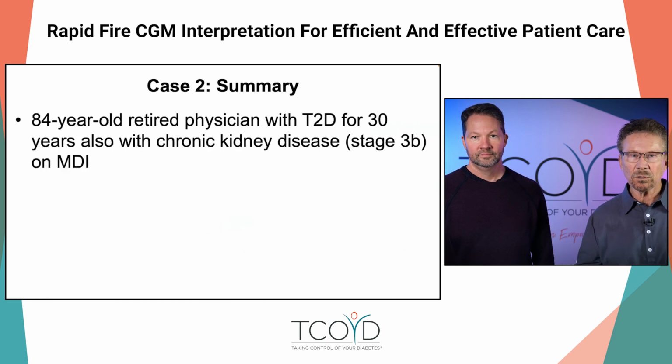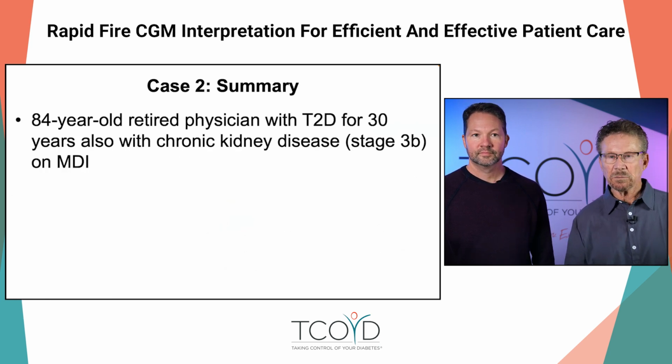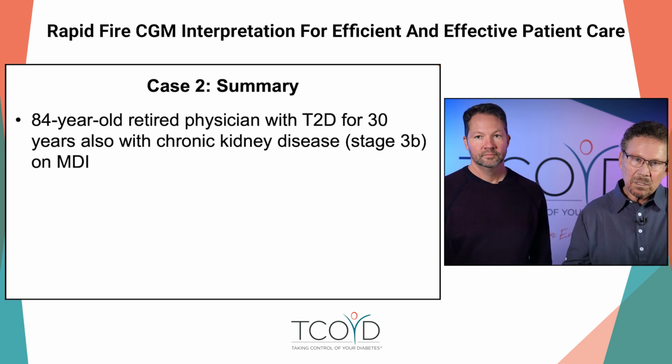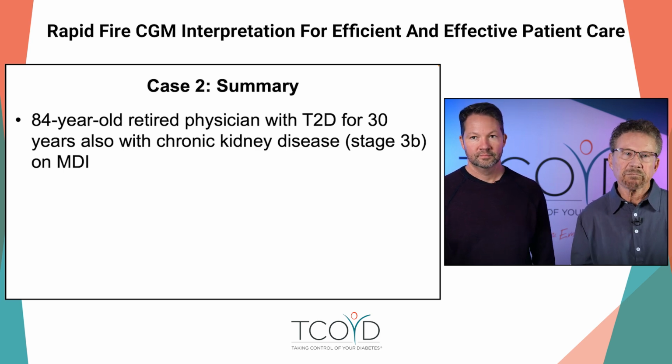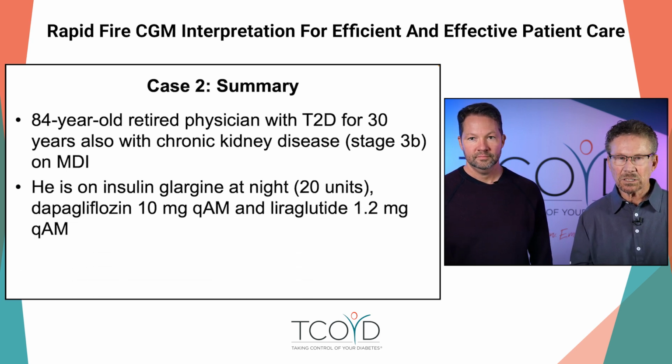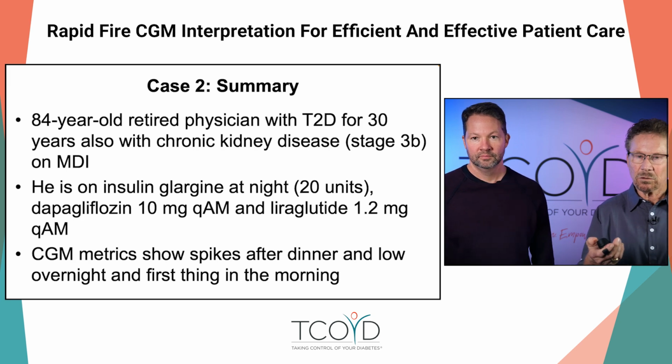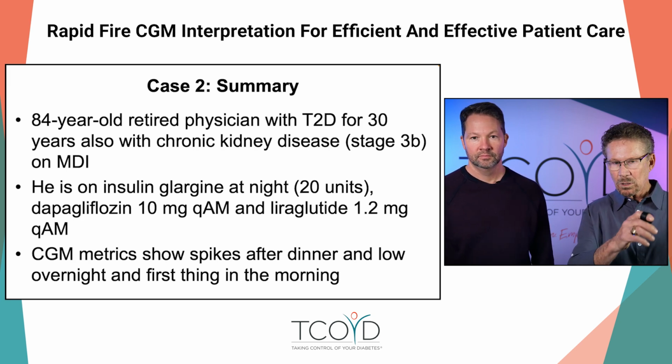He's 84 years old. He's a retired physician. I see him at the Veterans Hospital. He's had type 2 diabetes for 30 years, so he hasn't been diabetic 34 years. He's got chronic kidney disease, stage 3B. He's on multiple daily injections. He's on glargine at night, 20 units, dapagliflozin and liraglutide. And the CGM metrics really just show a spike after dinner and low overnight.